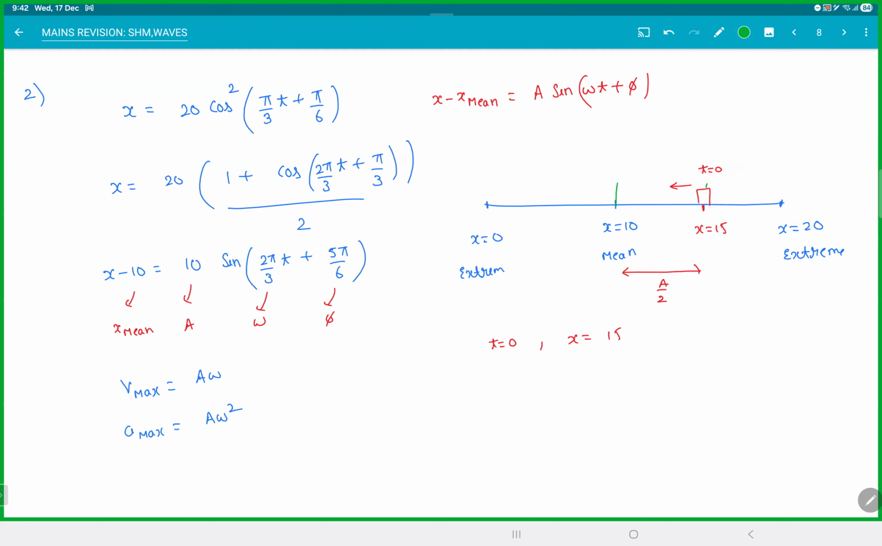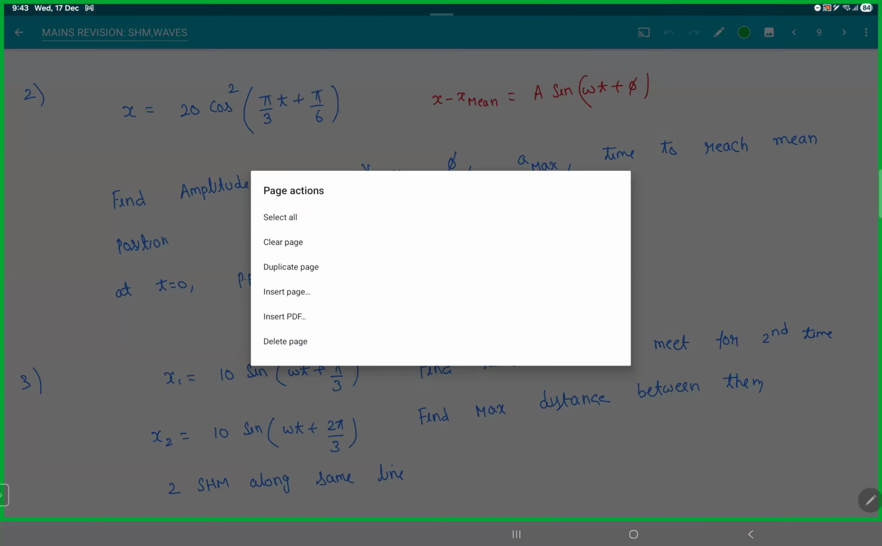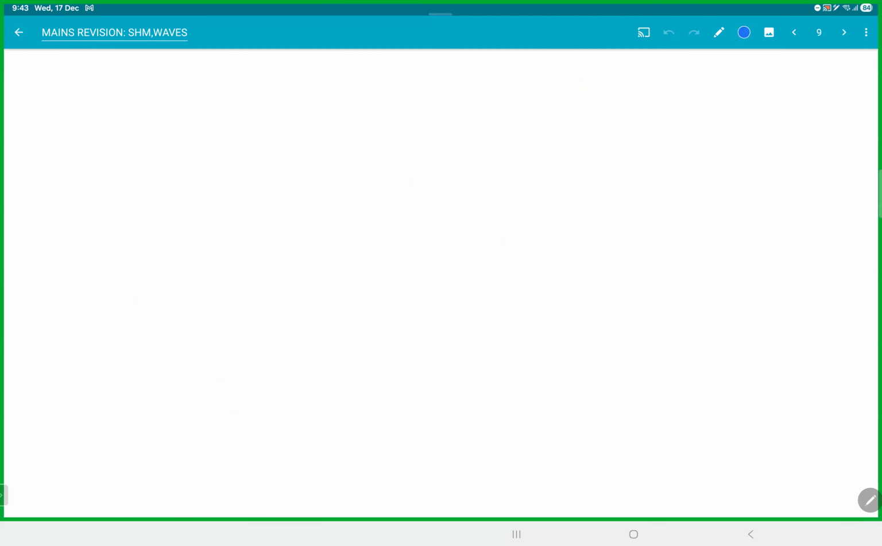How much was it? I told you I have to do that in case you forgot. Half. So sine theta is half, means it is 30 degrees. If 360 takes time T, then 30 will take how much time? T by 12. In case you forgot about that, do remember these results.